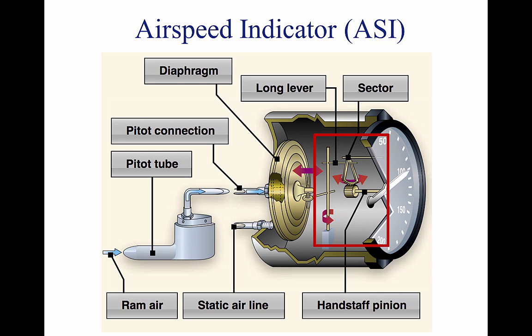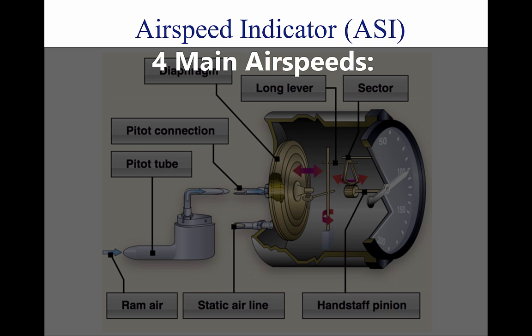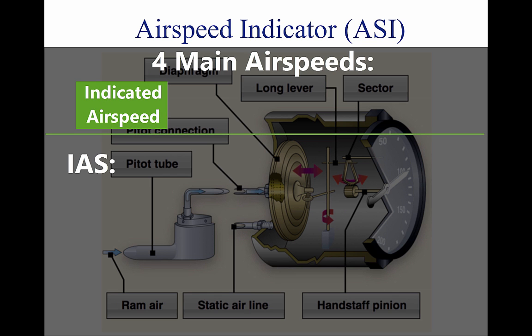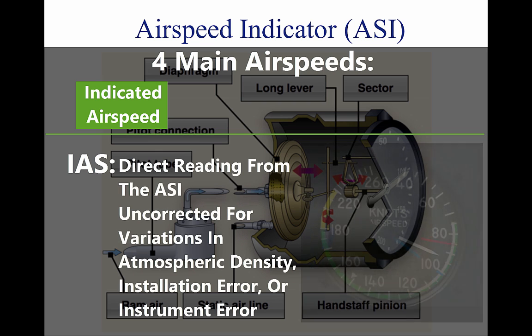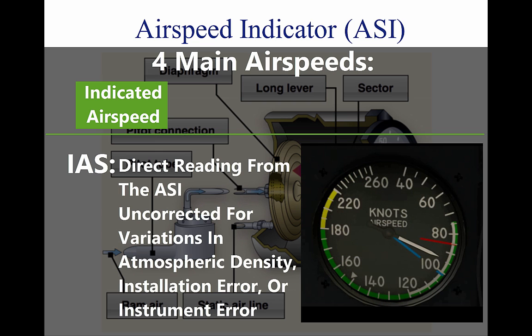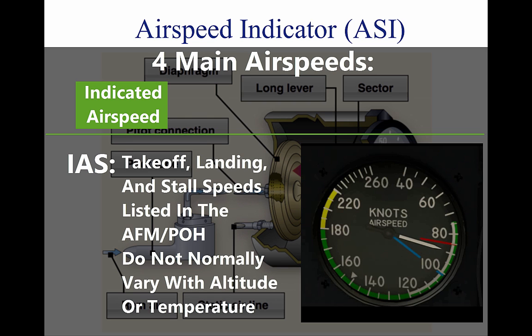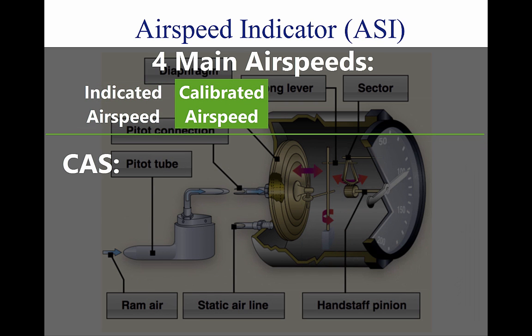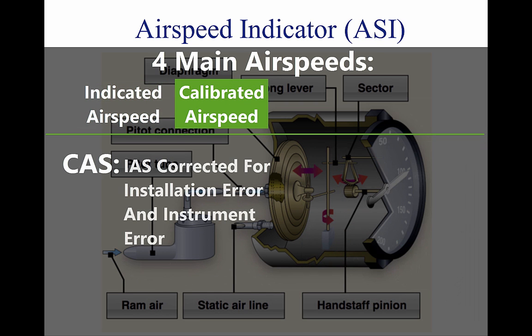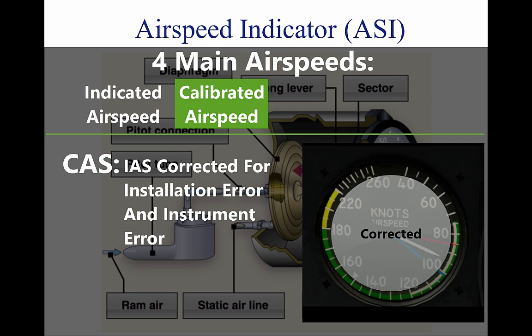Just as in altitudes, there are multiple types of airspeeds. Pilots need to be very familiar with each type. 1. Indicated airspeed, IAS. The direct instrument reading obtained from the ASI, uncorrected for variations in atmospheric density, installation error, or instrument error. Takeoff, landing, and stall speeds listed in the AFM/POH are IAS and do not normally vary with altitude or temperature. 2. Calibrated airspeed, CAS. IAS corrected for installation error and instrument error.